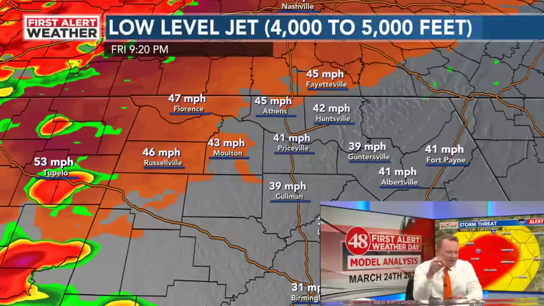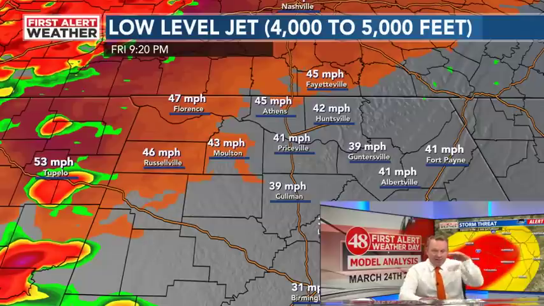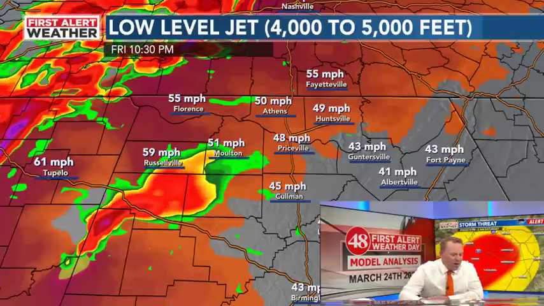Now what I'm looking at here, this is the low-level jet stream. This is roughly around 4,000 to 5,000 feet in the air. What you're going to see plotted in orange, those are the wind speeds at that level. Now sometimes these winds can make it to the ground with big downdrafts. That's why they're important. But also to note here, it shows this big wind max.